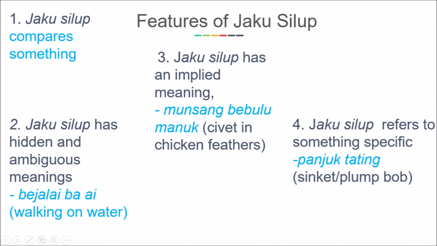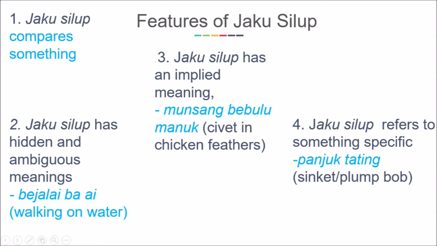When we want to go to the river to fish, normally we would say we want to walk on the water. Whoever walks on the water? We cannot walk on the water. But we say we walk on the water. It means what? It means that we are going fishing. Either we cast nets or do any other things, right? As long as it has something to do with fishing. That is the thing that we need to know about the features of allusion or Jaku Silup.